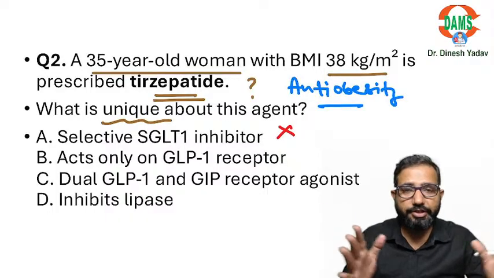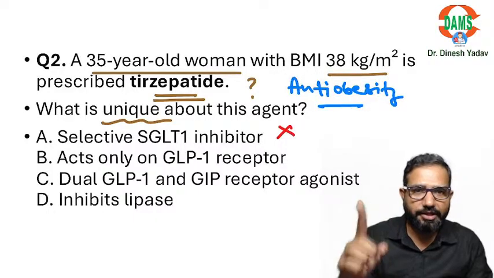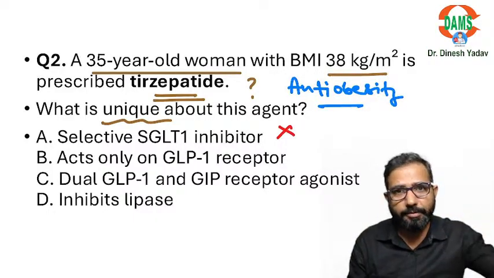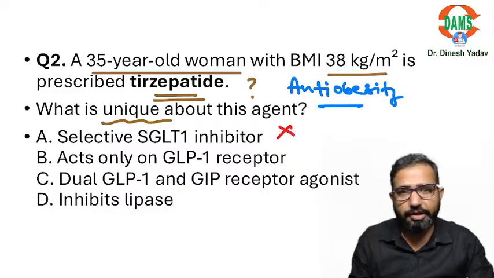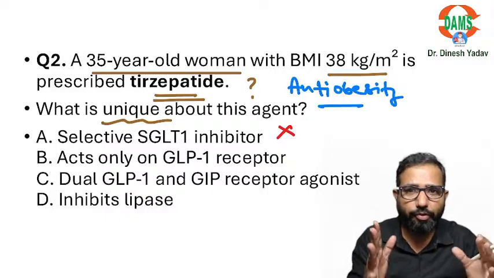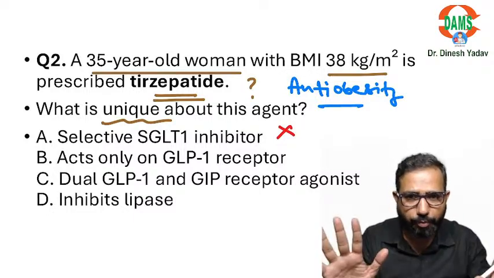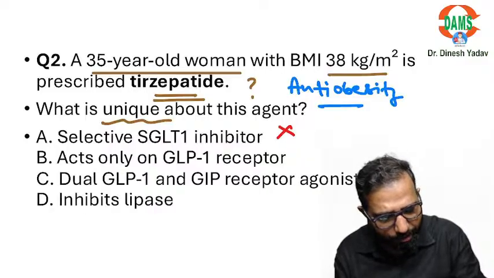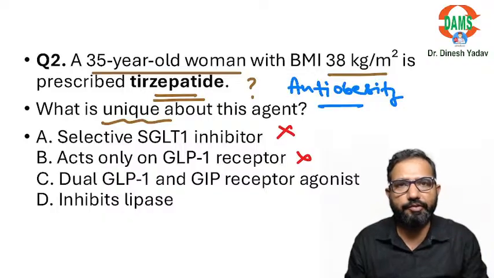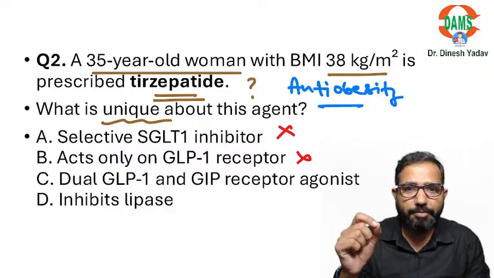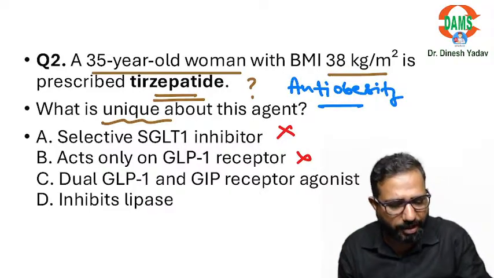SGLT1, SGLT2, these are sodium glucose transporters. The SGLT1 transporter is there in the gut. SGLT2 is in the PCT of the kidney. So we have ORS which acts on SGLT1, and we have the SGLT2 inhibitors, the gliflozins. So this drug is not related to SGLT, not related to sodium glucose transport. It acts on GLP1, but not only GLP1. In GLP1 agonists we have drugs like semaglutide, liraglutide, exenatide. So these are tides or glutides.